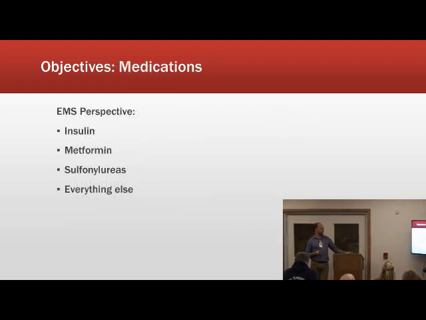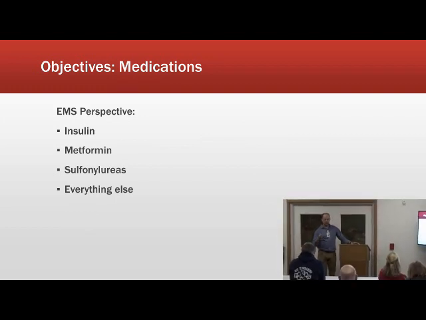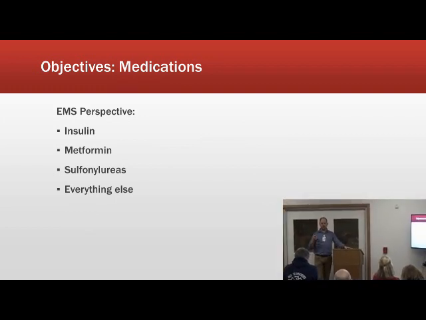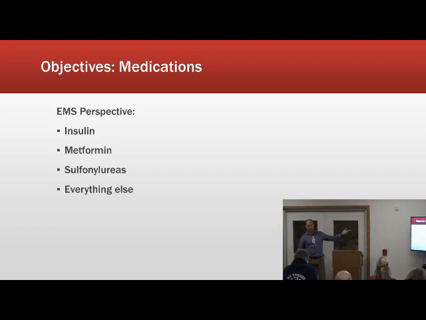So medications. From the EMS perspective, I think maybe it's worthwhile thinking, okay, how do they treat the diabetes and how is that going to maybe play into what's going on or what I think is going to happen now. So insulin, right? A lot of people take insulin. Insulin's typically never oral. It's always injected in some form, usually subcutaneous. You're not going to see people on IV insulin, I don't think.